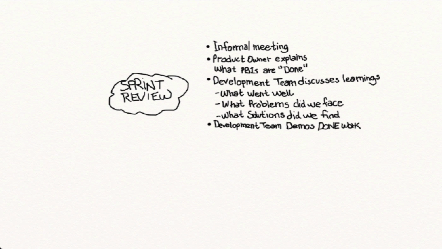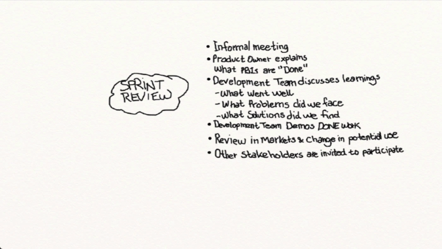Another outcome of the sprint review event could be other input for the coming sprint planning. Part of the activities also include review of any changes in market and changes in potential use of the product that's being produced. The product owner invites the key stakeholders to participate in the event. This is one of the few Scrum events where people outside the Scrum team are participating.